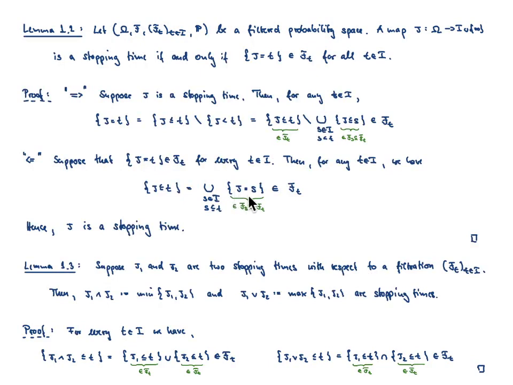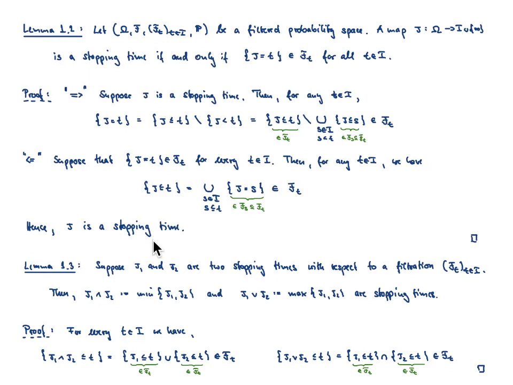Again, by the same reasoning, by assumption, we know that this event is in the sigma algebra Fs, and since Fs belongs to the filtration, and s is less than or equal to t, we know that Fs is contained in the sigma algebra Ft. And since Ft is a sigma algebra, if we take unions of elements from Ft, we obtain an element in Ft. And that's why we know that this event is contained in Ft, and this finishes the proof.